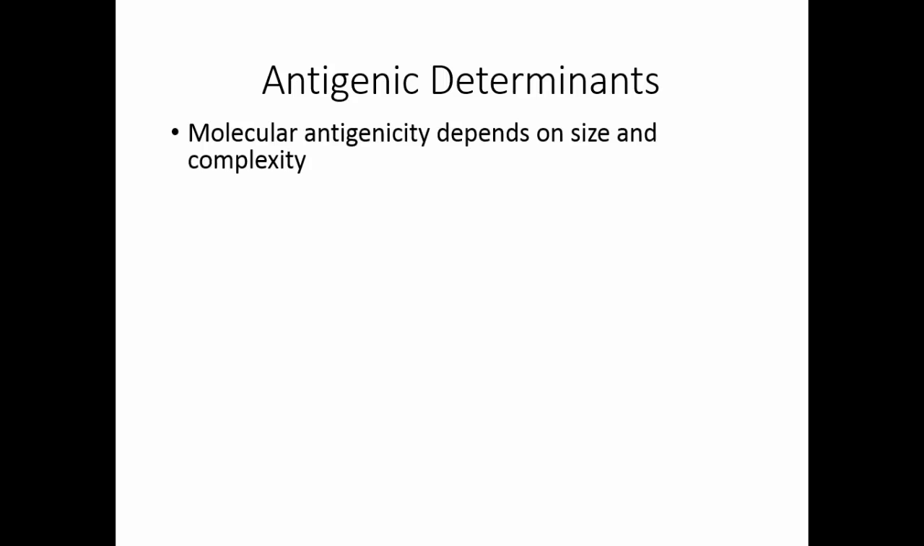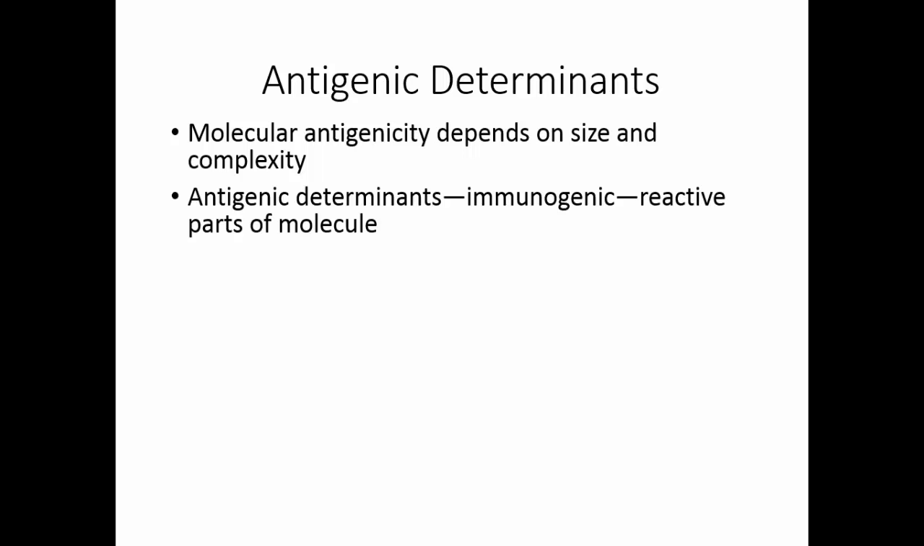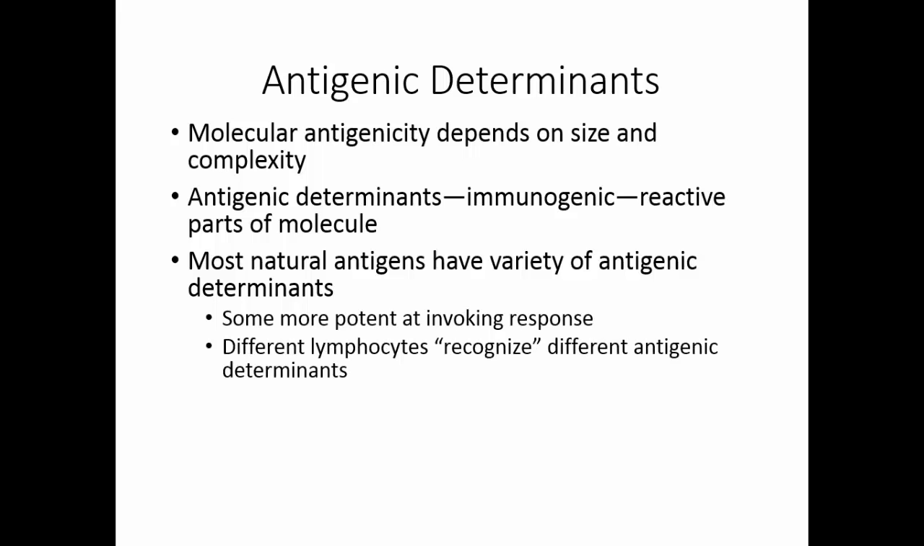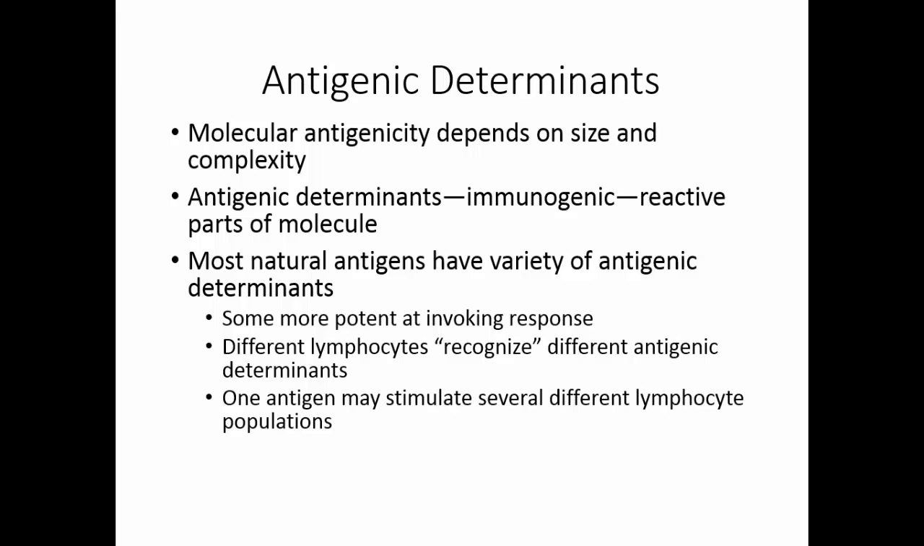The molecular antigenicity of any molecule depends on its size and its complexity. Those areas on the molecule that are immunogenic, the ones that react with the lymphocytes, are known as the antigenic determinants. Most natural antigens have a variety of antigenic determinants, not just one, but several. The more antigenic determinants a molecule has, the more potent it is at invoking a response. Different lymphocytes will recognize different antigenic determinants so that one antigen may stimulate several different lymphocyte populations.